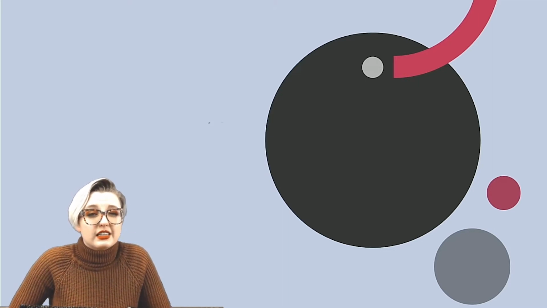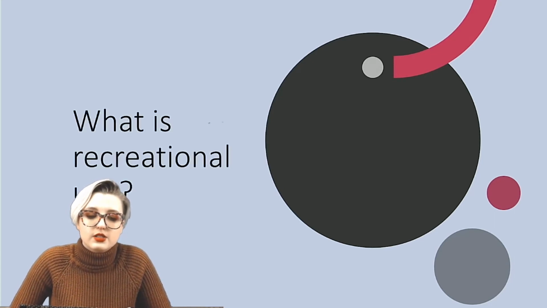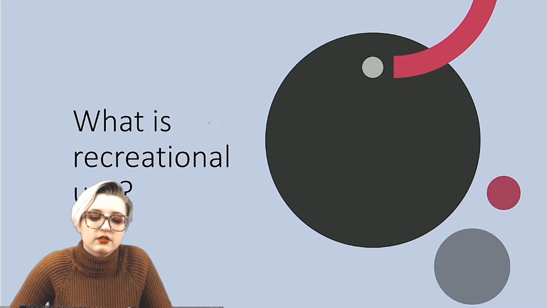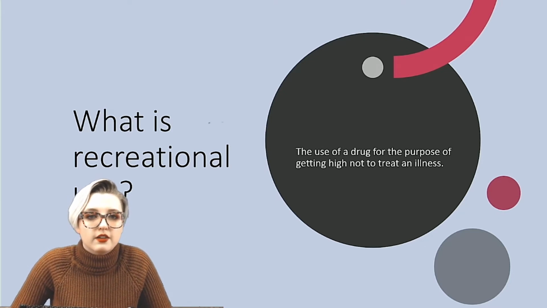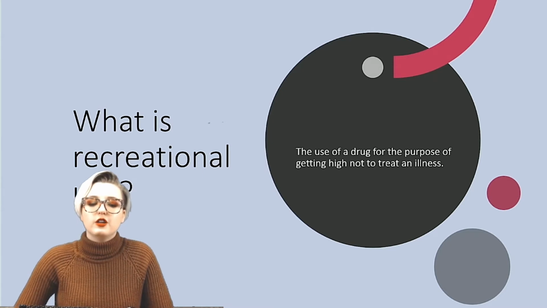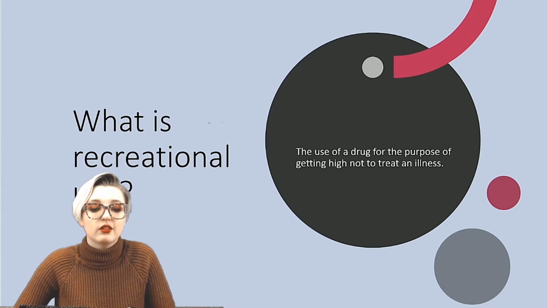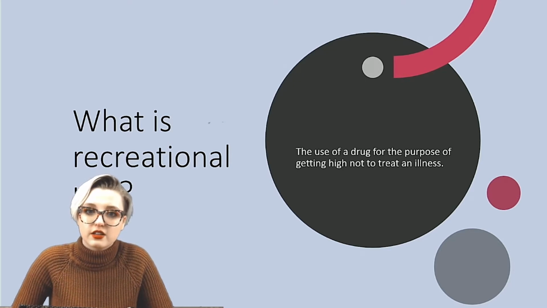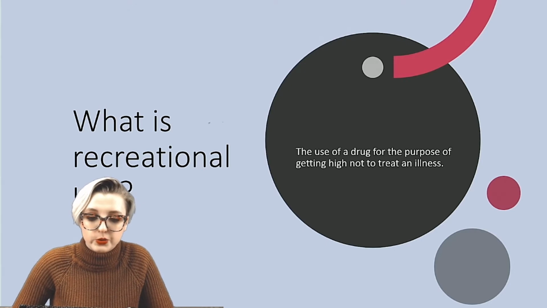So our discussion is going to focus on the recreational use of marijuana. What is recreational use? Good. So it's the use of a drug for the purpose of getting high, not to treat an illness. So you may believe that you know all there is to know about marijuana, so let's make sure that your perception matches the facts. To test your knowledge, we're going to play a game called The Blunt Truth.